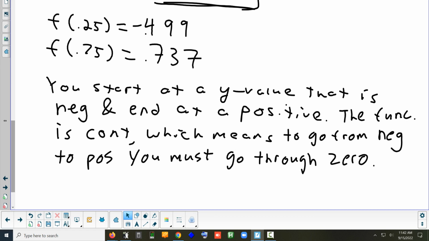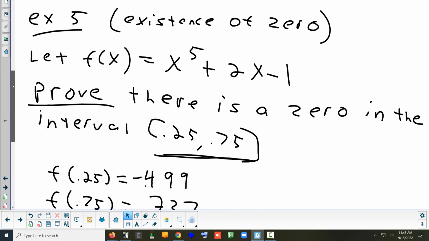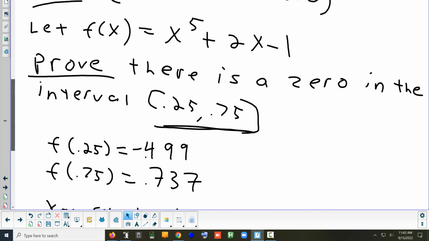You start at a y value that's negative, you end at a positive. The function is continuous, which means as you go from a negative to a positive, you will go through every value in between those two numbers. Yeah. So I'm guessing that's what we're supposed to do on the problems, because what I see is the difference is if you just put y as 0 and then you do an x value in between those two. Yeah, so in this one, they don't want you to solve.